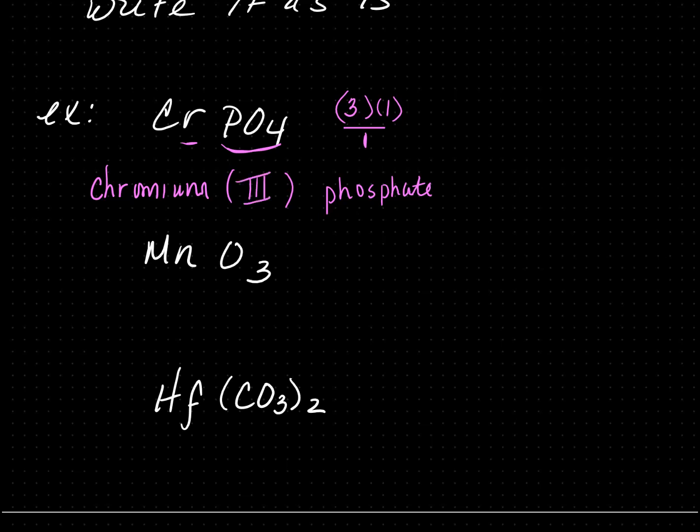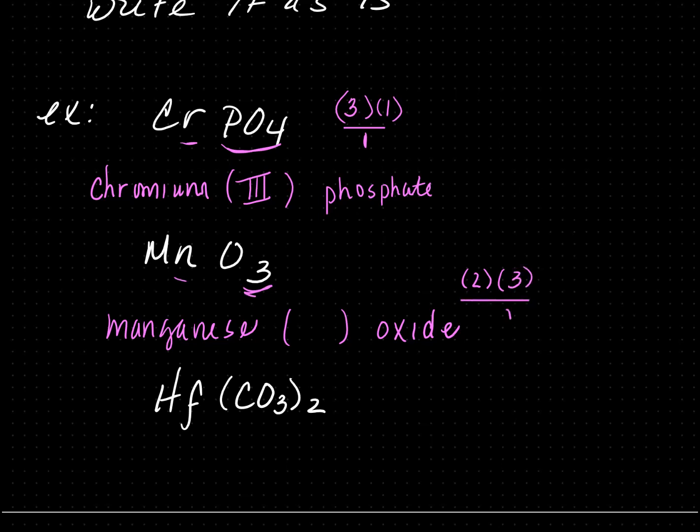Next one, MnO3. This is manganese. We need parentheses because this is a transition metal in groups 3 to 12. O is oxygen, which becomes oxide because we drop the ending and add -ide. The charge of oxygen is minus 2. There are 3 oxygens right here. There's 1 Mn, so 2 times 3 divided by 1. The manganese charge is 6.